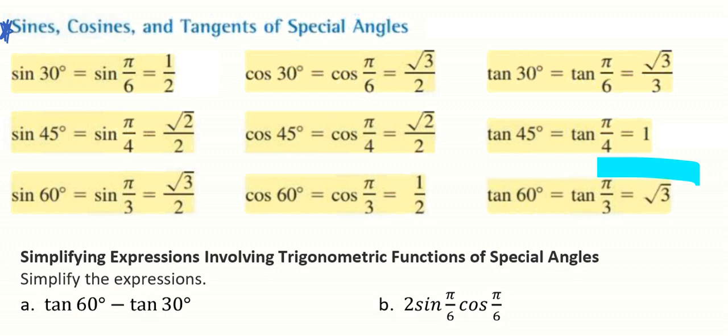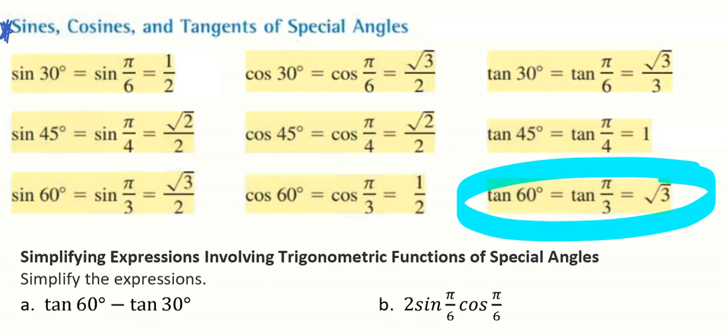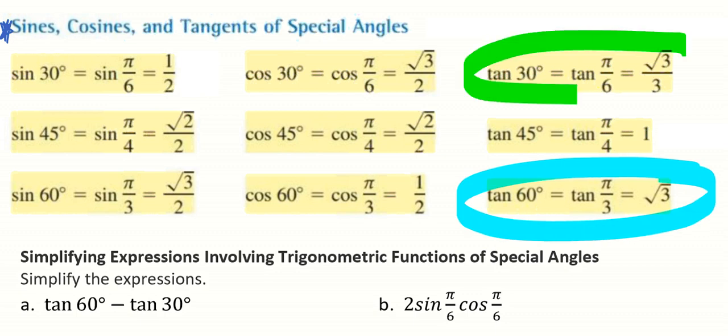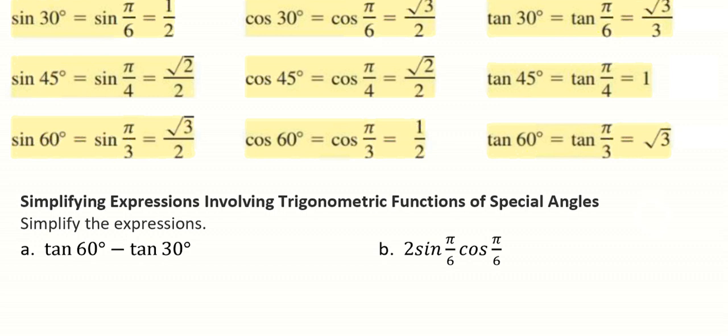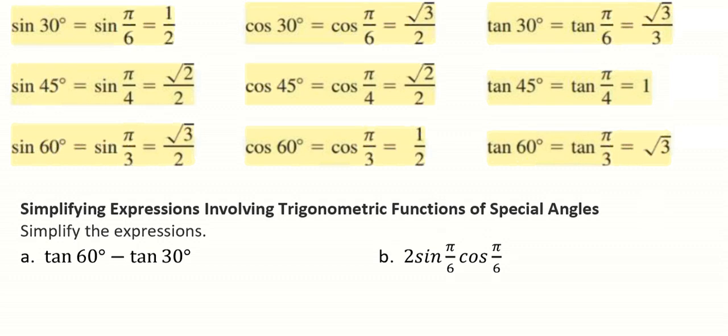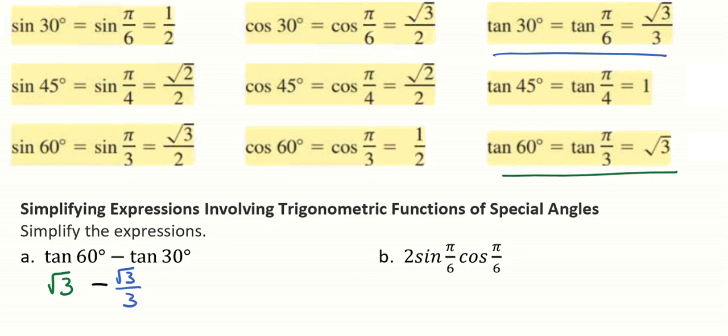So we're going to be utilizing our tangent of 60 degrees and our tangent of 30 degrees in order to help us. So let's just give ourselves a little bit more space here. Okay, so the tangent of 60 degrees is the square root of 3. And we're going to be subtracting our tangent of 30 degrees, which is radical 3 over 3. So where do we go from here?